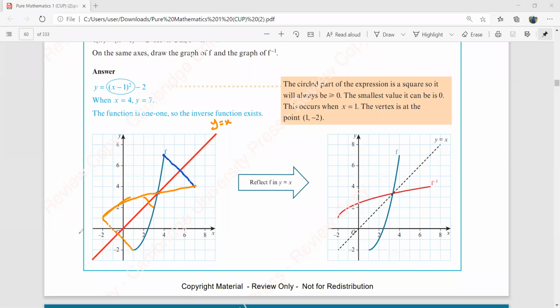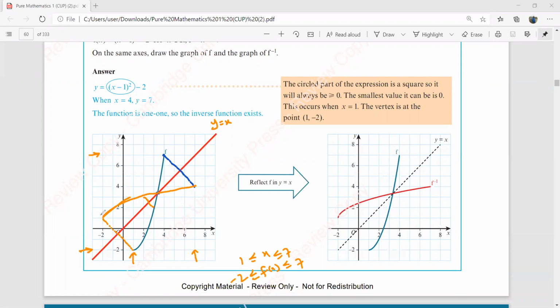Now tell me, what is the domain of this blue line here? This is starting from x equal to 1, ending at x equal to 7. So you see the domain is x between 1 and 7. Now look at the range. The y coordinate over here is -2 and the y coordinate over here is 7. So the range is between -2 and 7.